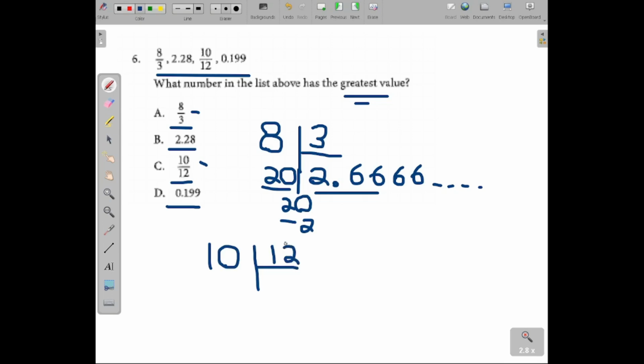Ten divided by 12. 12 is bigger than 10, so we'll need a 0 and a point. And we'll add a 0. Well, 0 point something is now smaller than 2.66. Therefore, the greatest value in this list is A, 8 divided by 3.